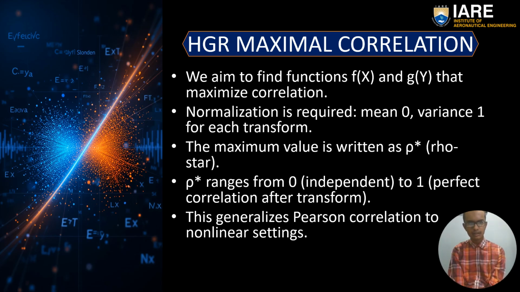Rho star ranges from 0 to 1. At 0, x and y are independent, where no relationship exists even after the transformation, and at 1, perfect dependence occurs after transformation. This generalizes Pearson correlation to nonlinear settings.